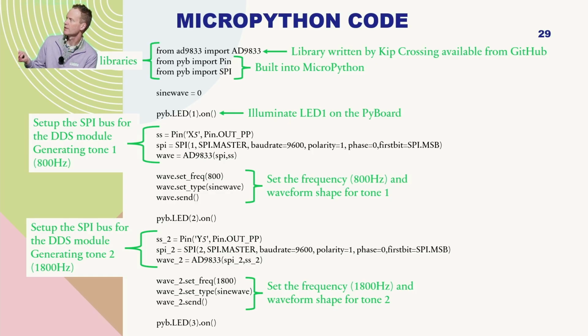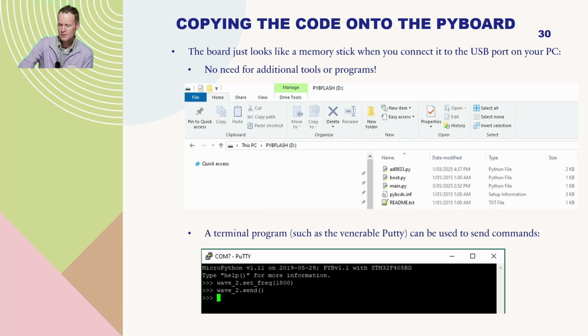Okay, turn on another LED, shows me I've got up to this far, and then I configure the SPI bus for the second device, second DDS board, and again, I set the frequency, this time setting 1800 Hertz. I go and set a sine wave and send the data across, and then turn my last LED on. That's all it is. It's just a few lines of code, and I'm outputting two clean sine waves. So it's pretty impressive.